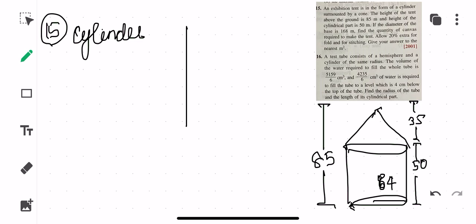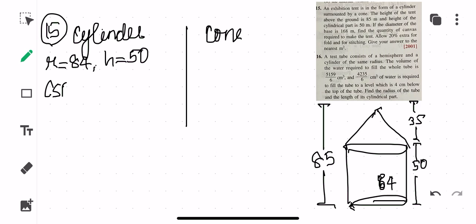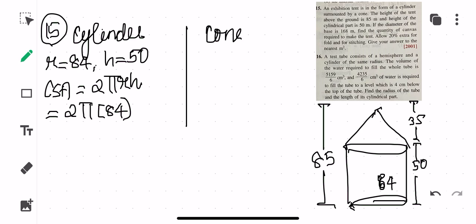So this is for cylinder and this is for cone. So here my radius has been given as how much? My radius has been given as 84. My height has been given already as 50. Okay, so what will be my CSA equal to? My CSA here will be equal to 2 pi r h. So this in turn is equal to 2 pi into r, which is 84, into h, which is 50.